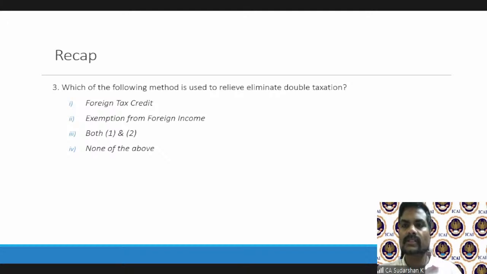India does not follow this, but generally speaking, these are the two broad options available to relieve or eliminate double taxation. India follows the first one, foreign tax credit. India prefers to have a tax credit. That is, let me include it and then give you tax credit to the extent of the lower of the average rate of Indian tax or the average rate of foreign tax. To that extent, I'll give the foreign tax credit.